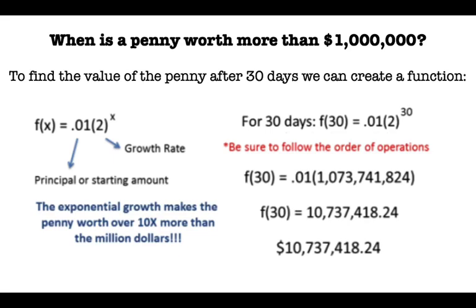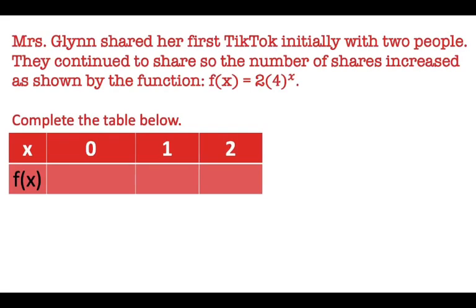So the exponential functions in this lesson exponentially increase and either double, triple, or whatever the amount is inside the parentheses, every single unit of time. So if it's days, every day; months, every month; hours, every hour, whatever that would be. This is how you would do this entire lesson: just calculate the exponent first, then multiply it by the front number. All right, let's take a look at the next problem. Mrs. Glenn shared her first TikTok initially with 2 people. They continued to share, so the number of shares increased as shown by the function 2 times 4 to the x power.